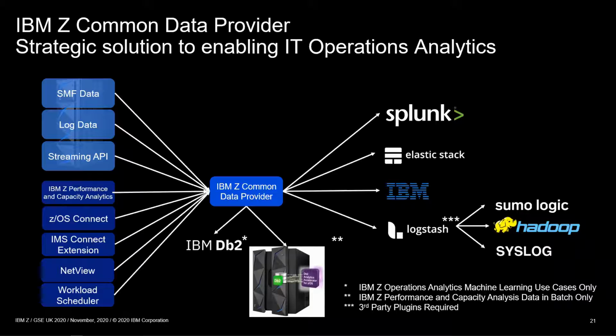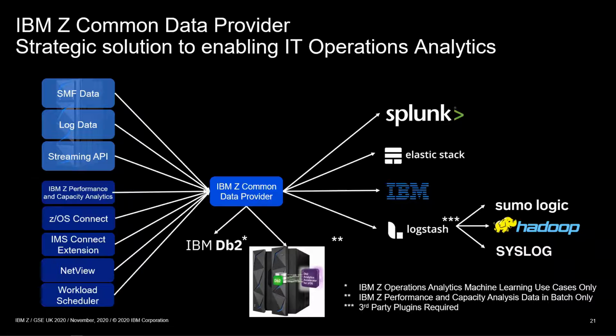So performance capacity analytics or z/OS Connect, IMS Connect extensions, all had started having requirements to get their data out to platforms like Splunk or Elastic, different IBM platforms. We could also support a number of different things like Sumo Logic, Hadoop, Kafka, Syslog by sending data out to Logstash.